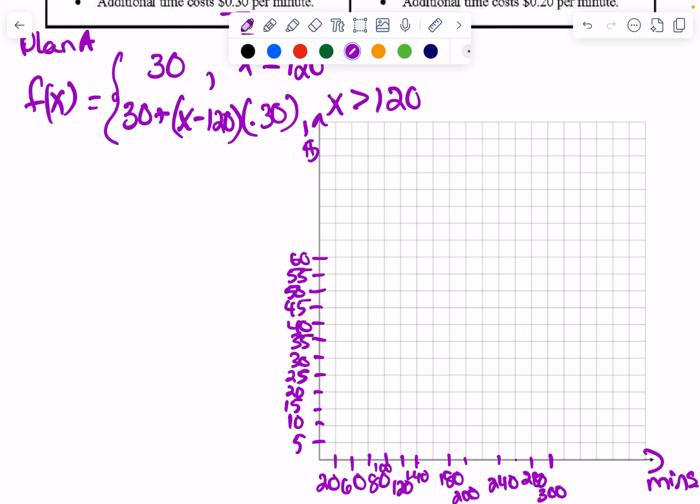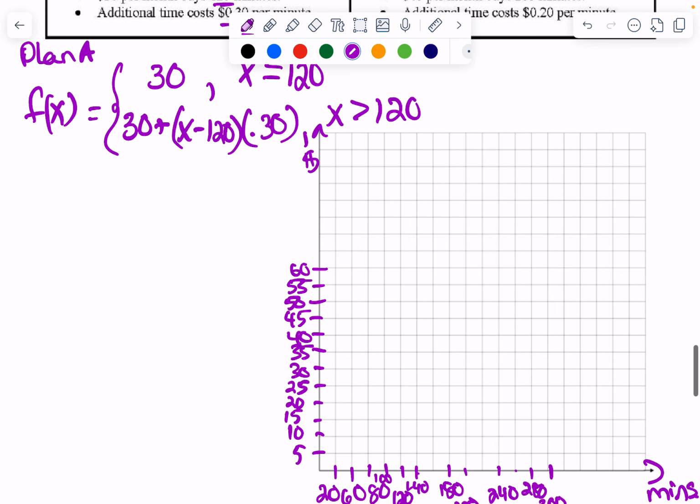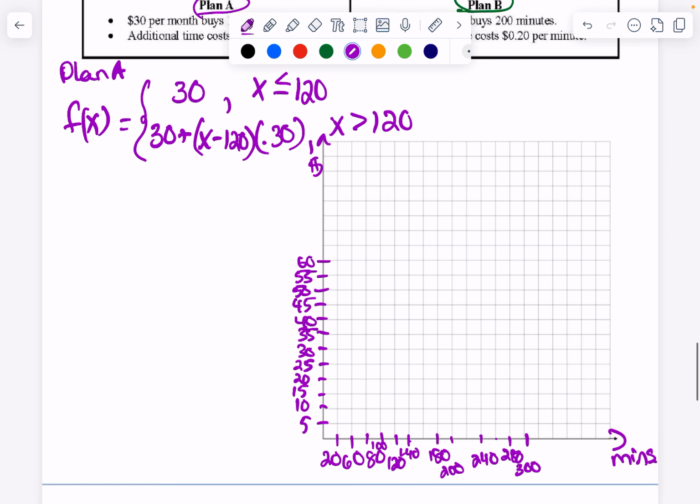when we are graphing plan A, we've got 30 when x is less than or equal to 120. So 120 is right here. We go up to 30 right here, and that is included. So this is a straight line to the left, like that. Now, how do we graph when x is greater than 120? Well, we're going to have to do some solving before we graph it.